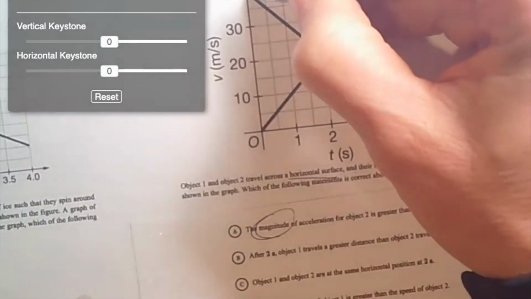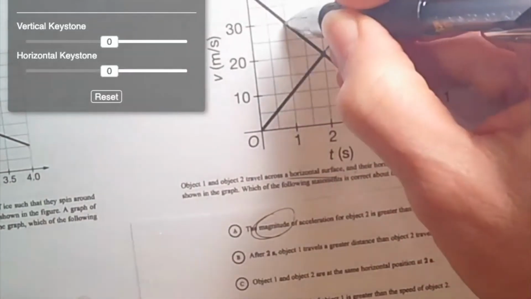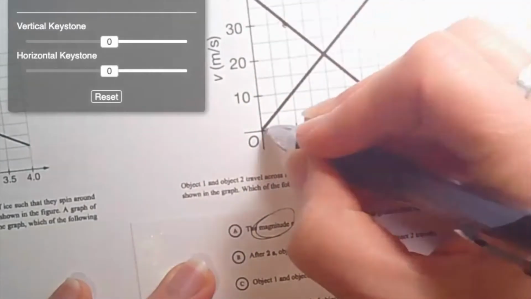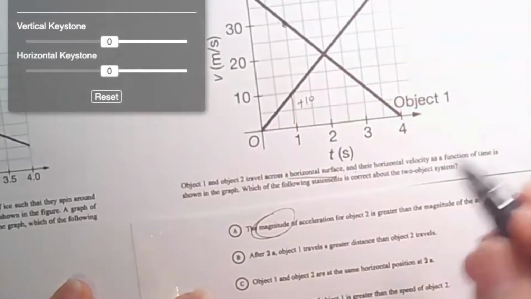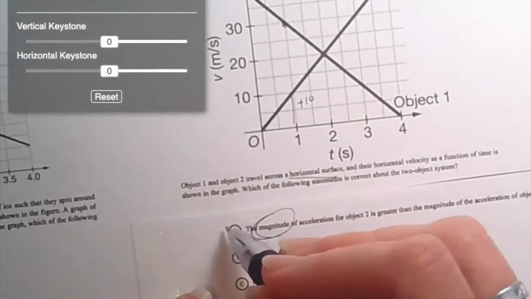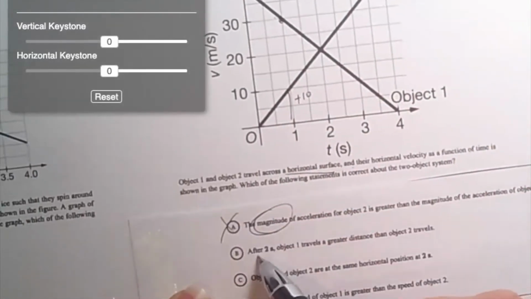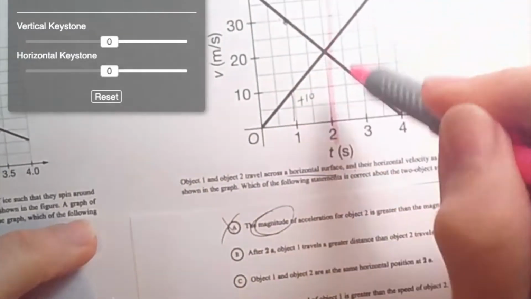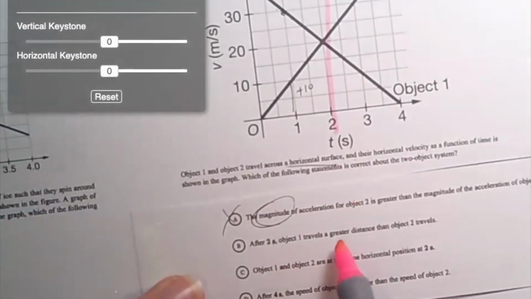So if this goes from 40, let's just do the first second. So this has a slope of -10, and this has a slope of +10. So the magnitudes are the same. So that's not true. After 2 seconds, so from this point onward, the object 1 travels a greater distance.